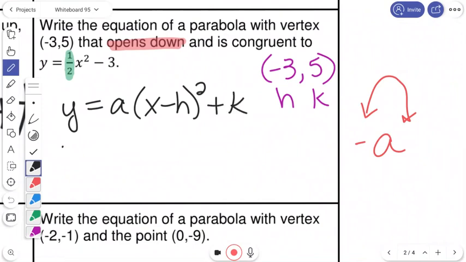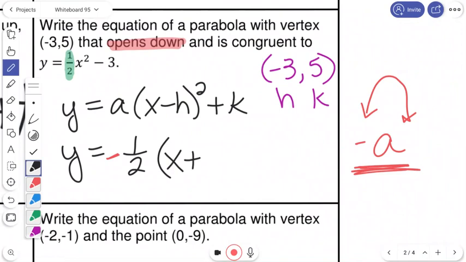Let's sub in our values. Y equals, what is our a value? It's a positive 1/2. Why are we going to turn it into a negative value? Because our new parabola is opening down. Okay, so all we're using is the 1/2. We make it negative because the graph opens down. And now we sub in our h and k, x minus h. Remember, we always change the signs when we sub in our h value. So a -3 turns into a +3 squared, and then our k value is +5.